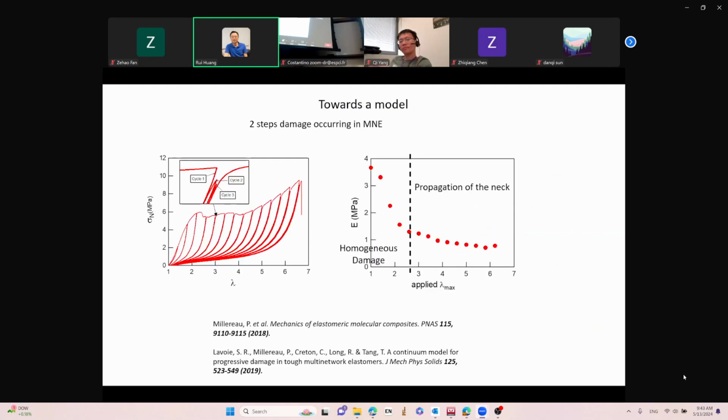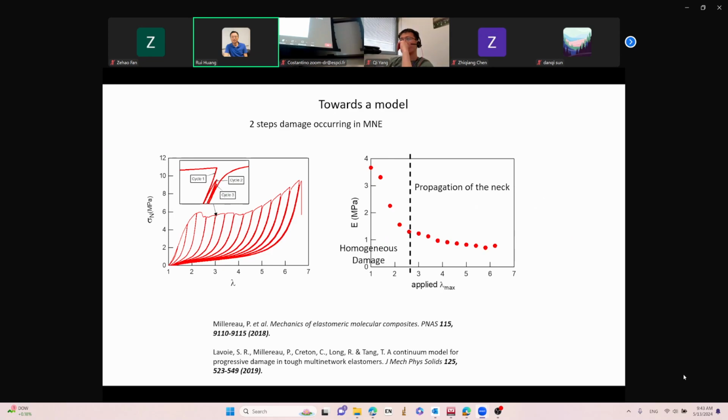What can we do with this? So Herbert said, okay, maybe we could try a model with this. And one thing I'd like to keep in mind is that the damage in these networks occurs really in two steps. You first have some homogeneous damage.